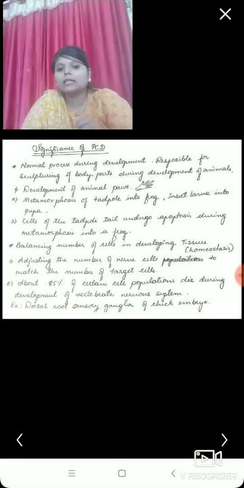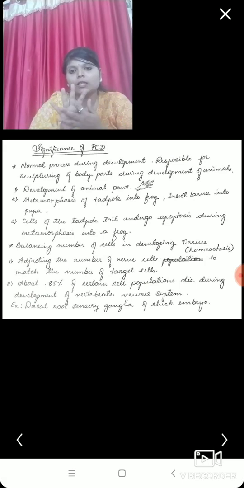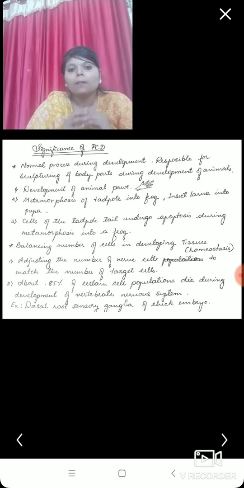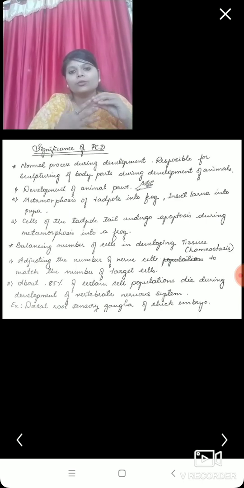What is the significance of programmed cell death? Why should we study programmed cell death? It is a normal process during development, responsible for sculpturing of the body parts during the development of the animal. Very important process. Your palm, which has proper sculpturing, the toes which are formed, that is due to the apoptosis taking place. Before, the complete mass would have been there, isn't it? It's just like a bud of tissue, but because of the apoptosis, the cells die here and it gives rise to fingers.